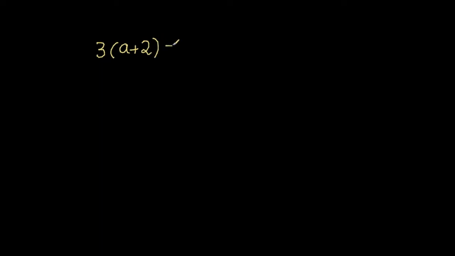This is simple, right? We just multiply the 3 by the terms inside this quantity. So we get 3 times a plus 3 times 2. If we simplify that, 3 times a is just 3a, and then 3 times 2 is just 6. All right, so that is expansion. So let me write that up here.